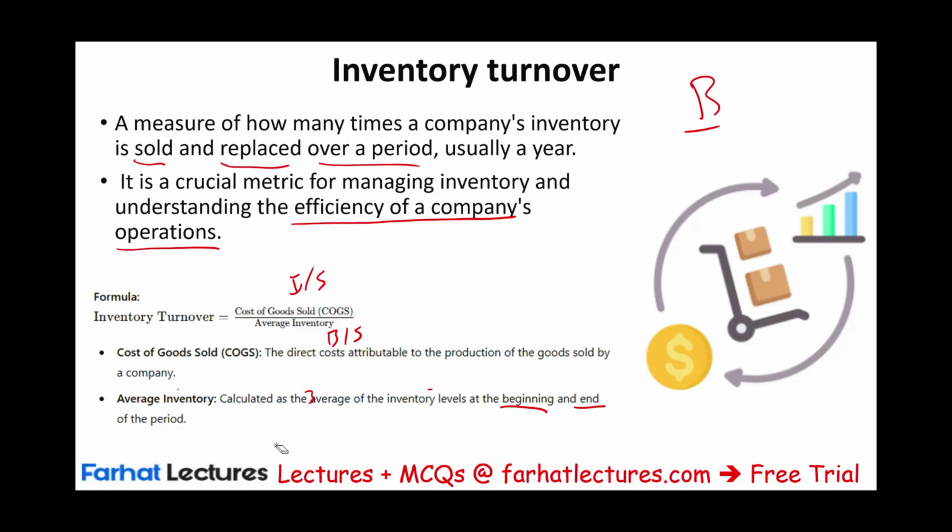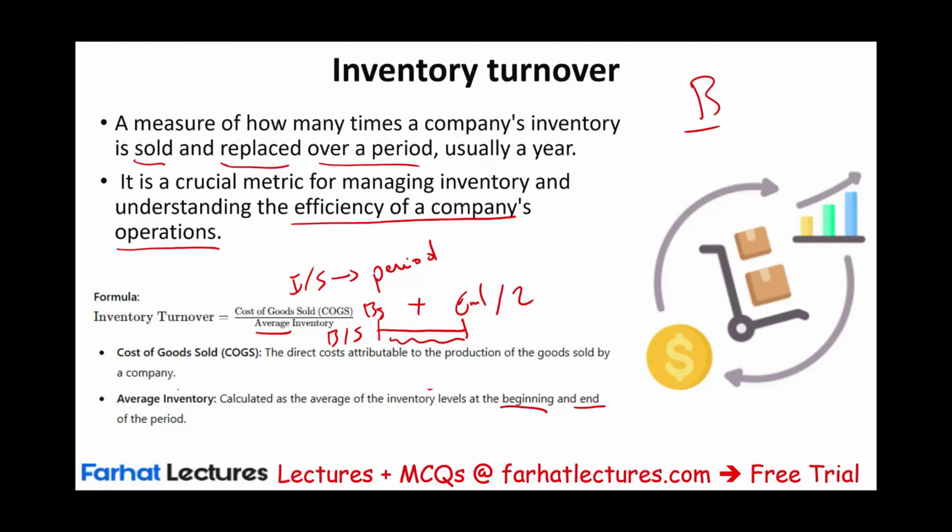Now, you might be asking, why do we use average inventory? The reason is this: cost of goods sold is an income statement figure. Income statement figures cover a period of time. Balance sheet figures are point in time. Therefore, to have a full year effect, we take the beginning inventory and the ending inventory and divide them by 2 to find the average. The beginning plus ending divided by 2 will give us an idea about our average inventory.